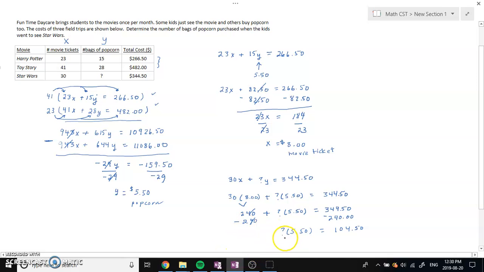And as always, when we have two things stuck together, a letter and a number, in this case a symbol and a number, we just divide it off to find out. Because I want to know how many bags of popcorn 104.50 gets you. When I divide that out, I find out that my question mark equals 19. So that means the kids bought 19 bags of popcorn.